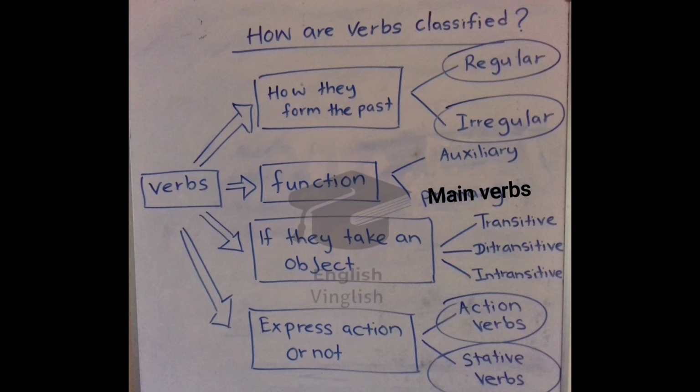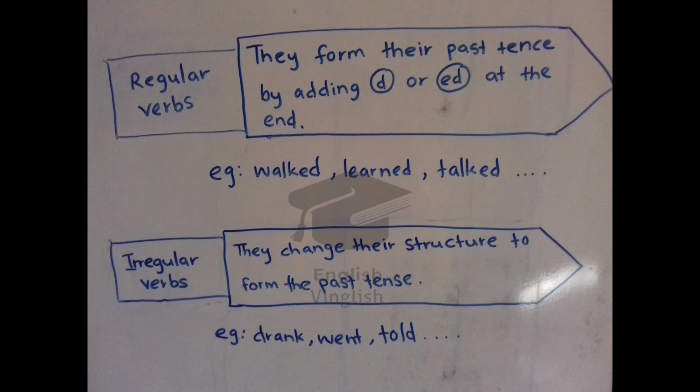As we discussed under verb classifications, we discussed regular verbs, irregular verbs, and action verbs and stative verbs. So I'm going to explain those verbs separately. Regular verbs form their past tense by adding d or ed at the end. But irregular verbs change their structure to form the past tense.